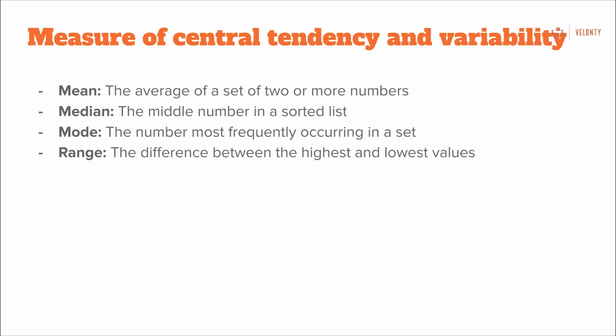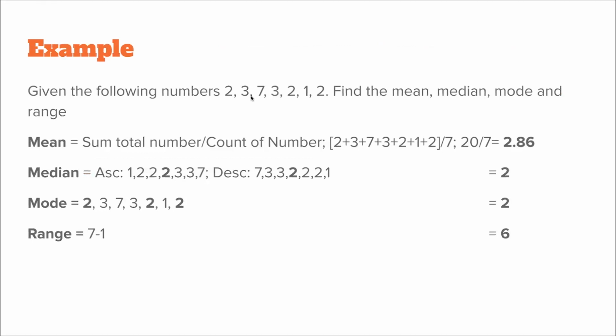Range is the difference between the highest and the lowest value, for example the highest income minus the lowest income. So you just want to get the range. Some of these measures of central tendency, you use more often than others. So let's find an example of how you can identify the mean, median, mode, and range. Given the set of numbers 2, 3, 7, 3, 2, 1, and 2, find the mean, median, mode, and range.